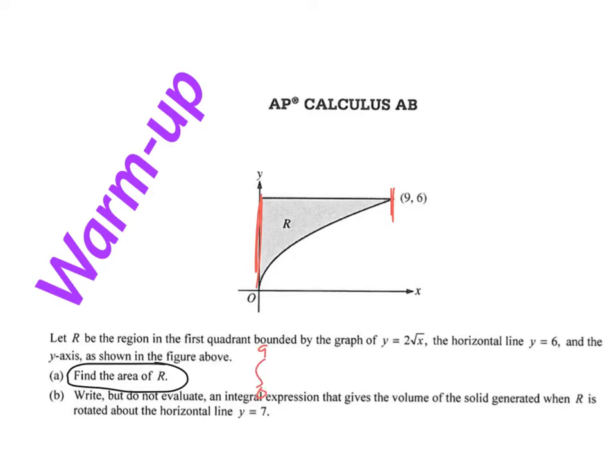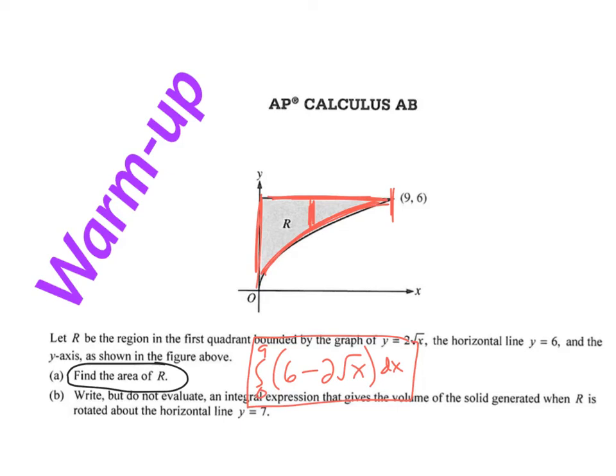And remember, when you're finding area, it's whatever the above function is minus the below function, and it's really from that vertical distance. And so in this case, it's the y equals 6 line minus the below function, which ends up being 2 square roots of x. It's going to be with respect to x. And so that would be the setup for finding the area.